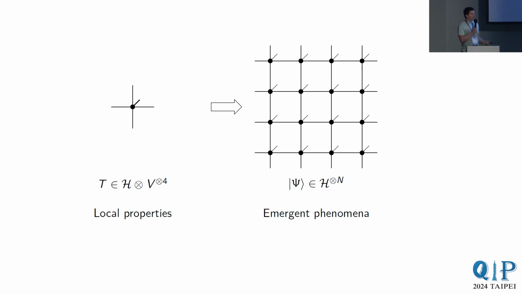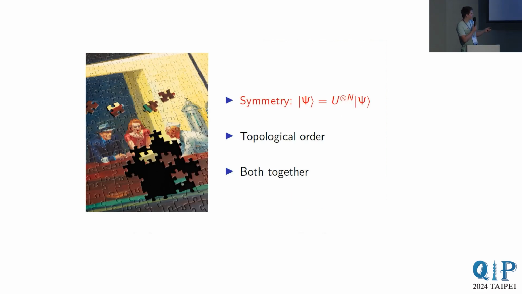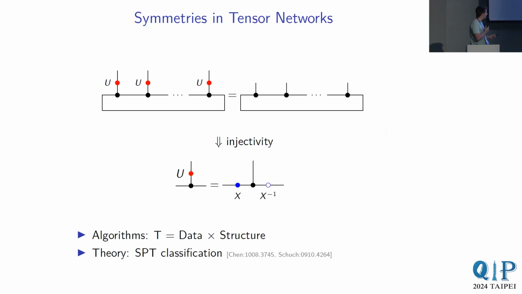And what I'm trying to understand is some phenomena of this larger state, such as, for example, symmetries of the state, or when is it a topologically ordered state, or given that it has both topological order and symmetry, what can we tell about the structure of the tensor network? So let's start with the symmetries. So assume that our state has a symmetry on the form of some unitary to the nth power, such as, for example, spin flip, global spin flip.